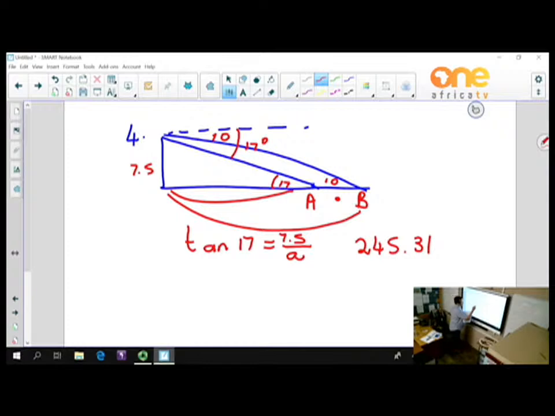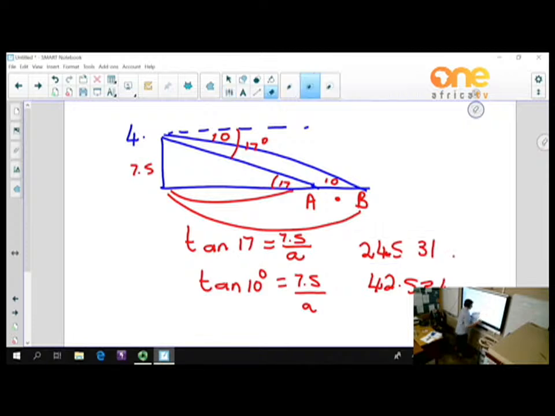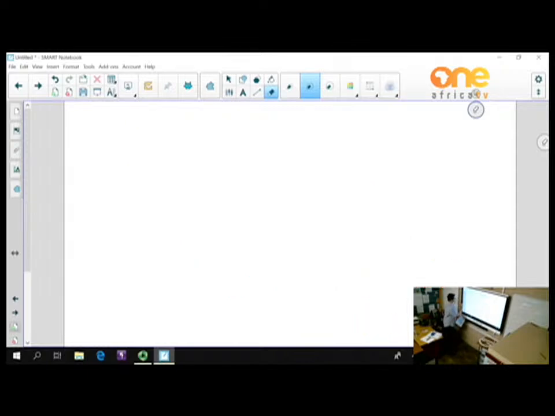And then the second one, so now we're going to do the big one here, so that will then be tan 10 degrees is equal to 7.5, that side, over the whole one here. Now we want that one. Which method? Bottom divide. So it is 7.5 divided by tan 10 is equal to 42.534. Point is here, and then the point is there, and then if we subtract the two now from each other, we get 18 meters.